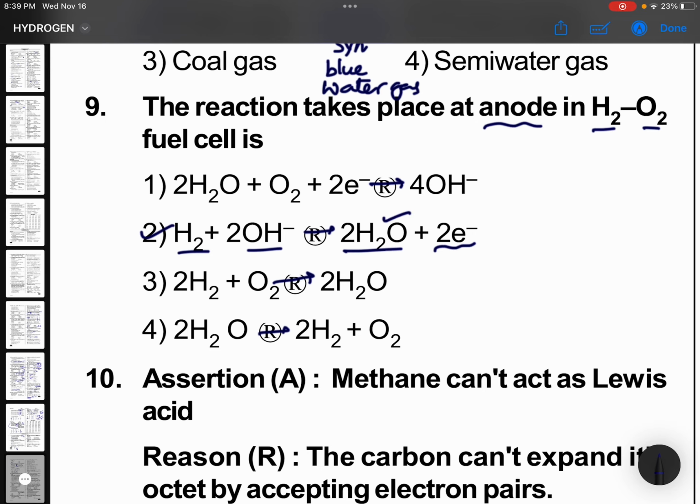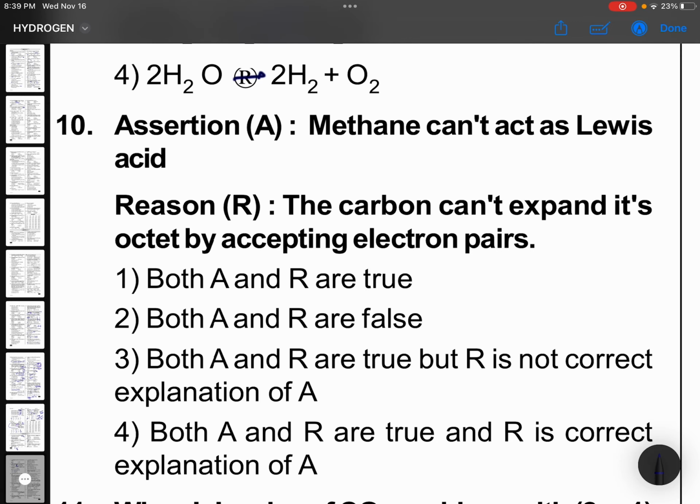Option 2. Methane can't act as Lewis acid. True, because here different options are mentioned. You need to be very careful. Methane can't act as Lewis acid because it has no vacant orbitals. The carbon can't expand its octet, right? Exactly. Both statements are right and the explanation is correct.